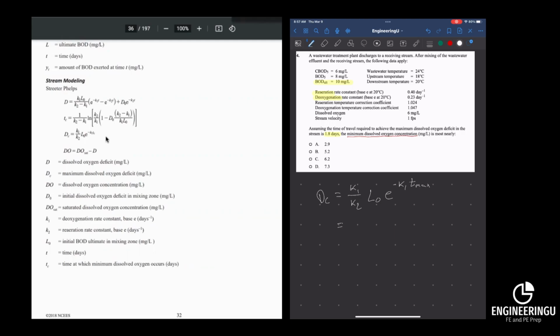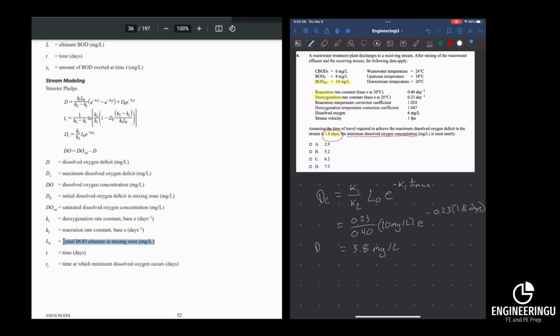So when we get started here, the K1 value in the handbook is the deoxygenation rate, which is going to be 0.23. The reaeration rate is 0.40. The LO value is given as the BOD ultimate, which is going to be 10 milligrams per liter. It's e to the negative 0.23, and then the T max again is this 1.8 value given here. That's days. So that value will come out to 3.8 milligrams per liter.